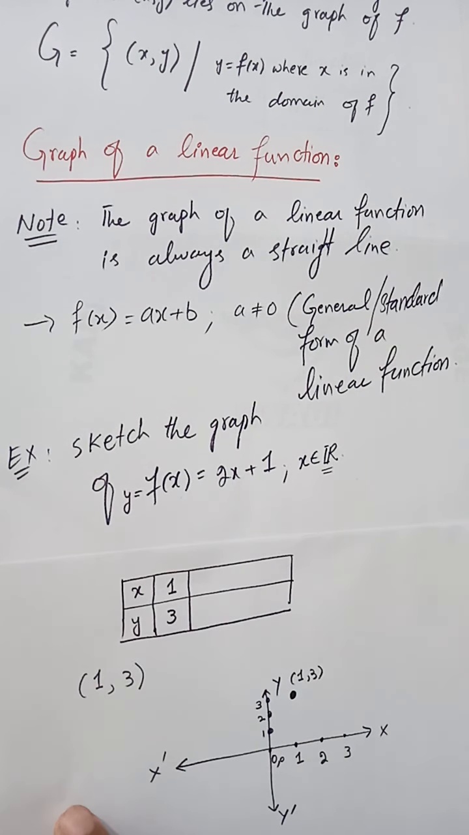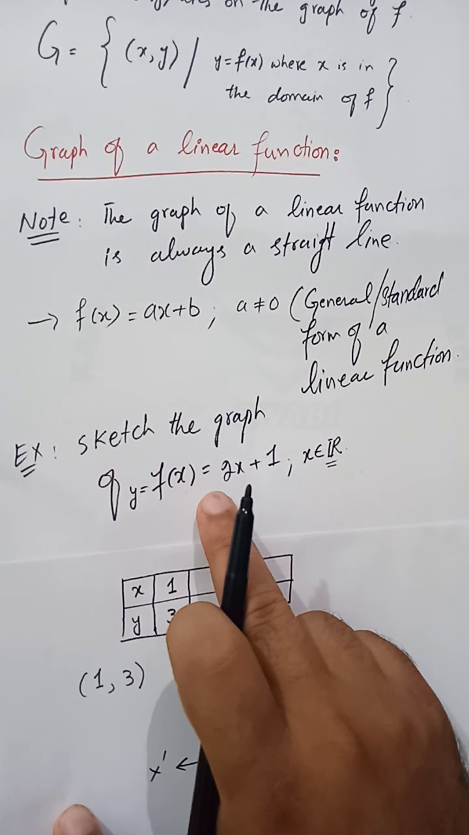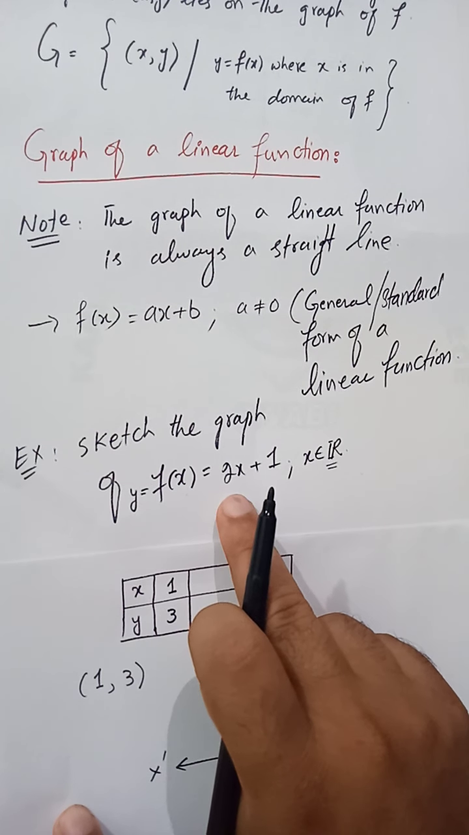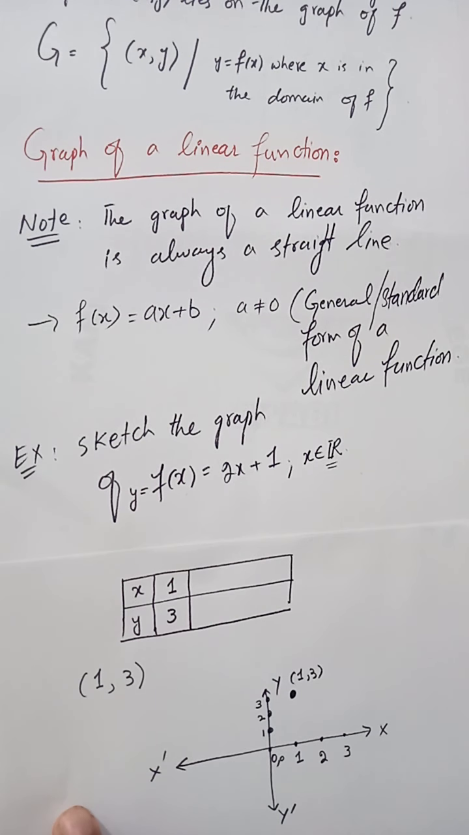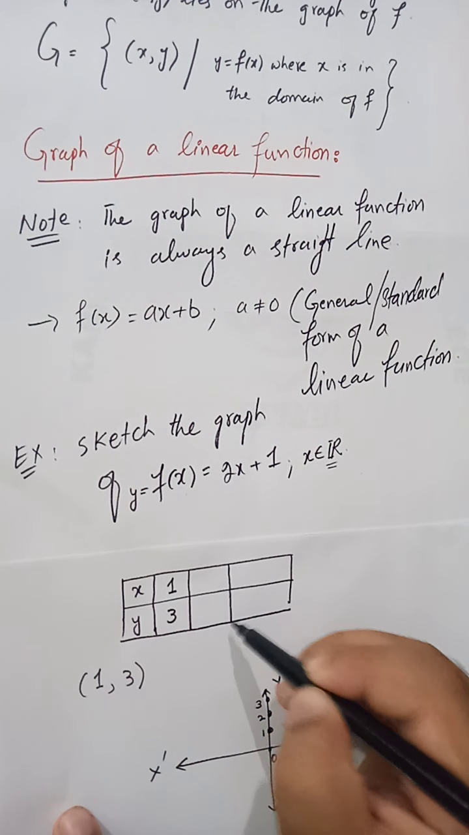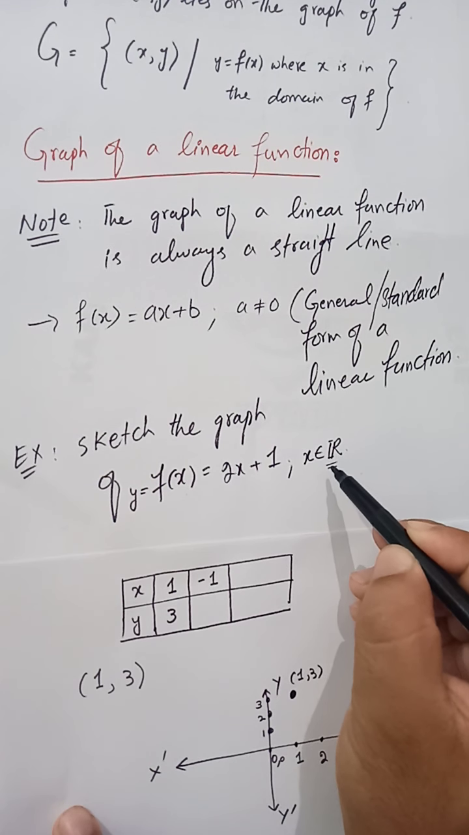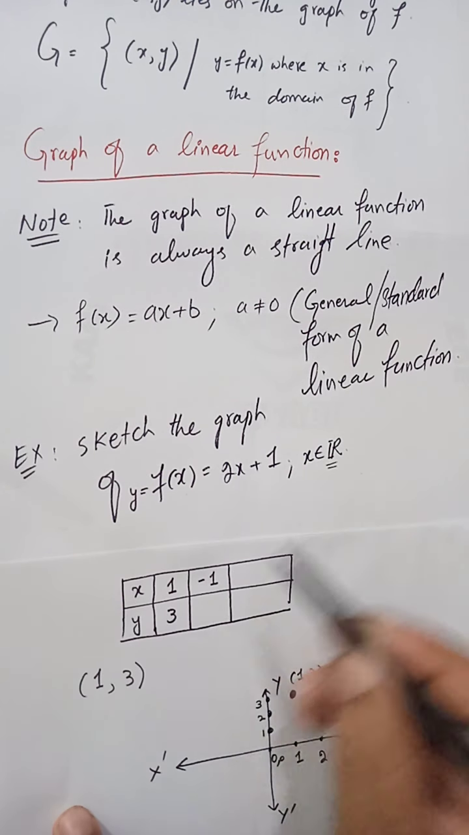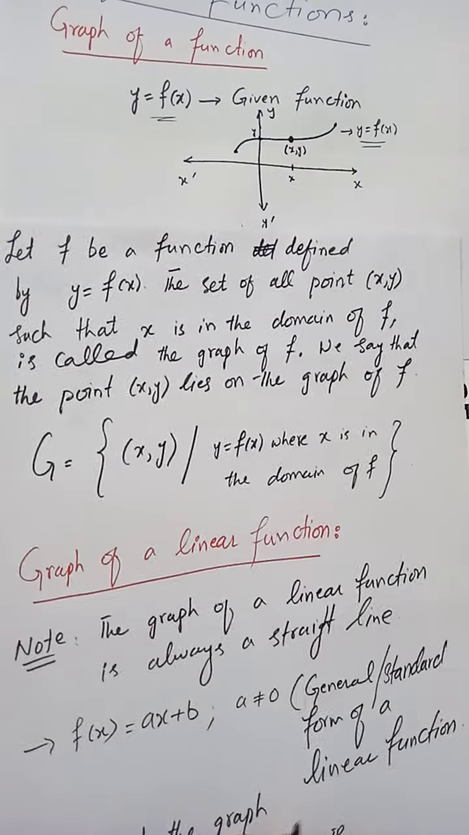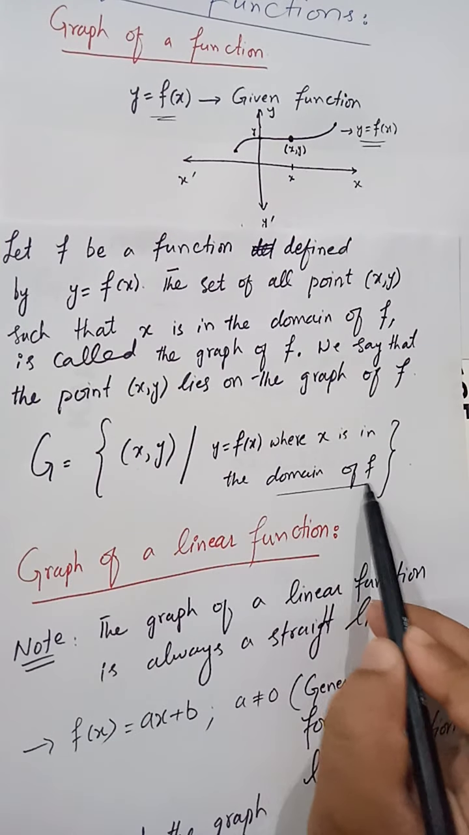Now to draw the graph of this function, to sketch the graph of this function, you also need another ordered pair in the xy plane, because this is a straight line. So for a straight line you need to know at least 2 points in the xy plane. So the choice is yours. I am considering, let's say, minus 1. From this set of real numbers you can choose any value that will be the value of x. You clearly see in the definition that this x must be in the domain of f.